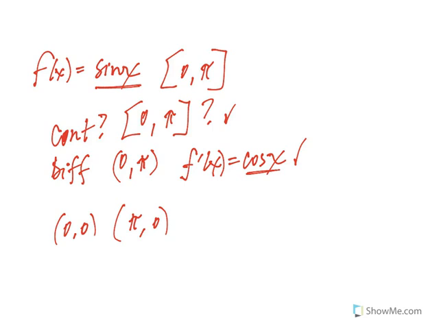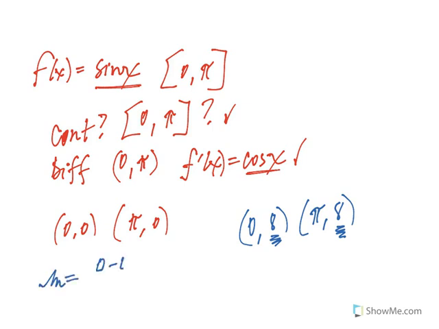Now these y values don't necessarily need to be 0, they just need to match. Like for instance, you could have something like 0, 8, and pi, 8. As long as these y values match, the slope between them will be 0, because as we know, the slope is nothing more than the change in y over the change in x. So you got 0 over pi, which is in fact 0. So again, as long as the y values match, you're good to go.